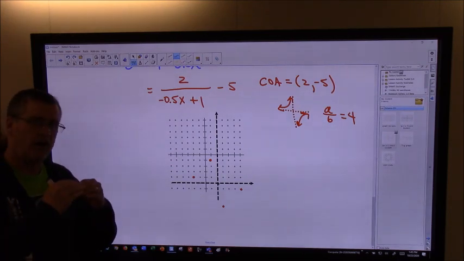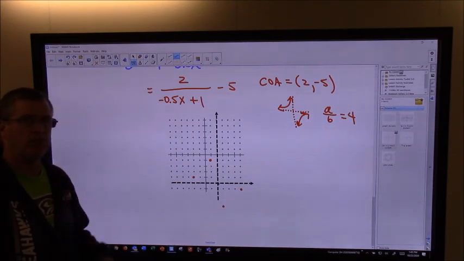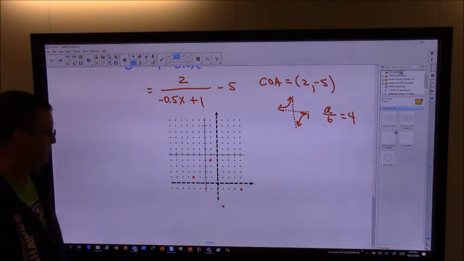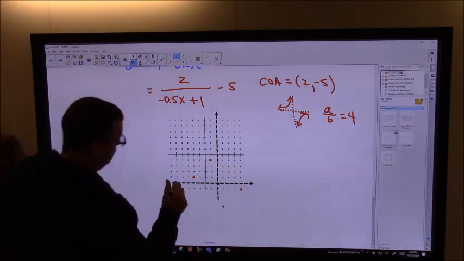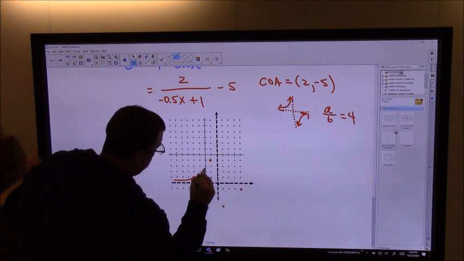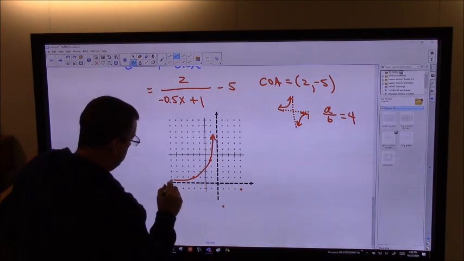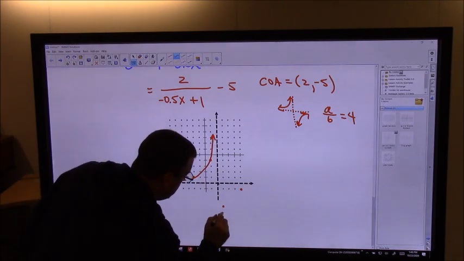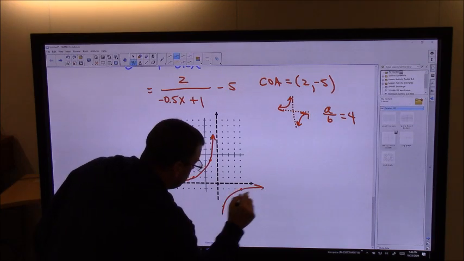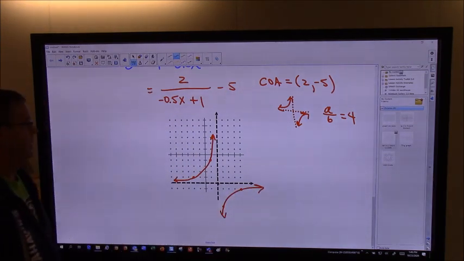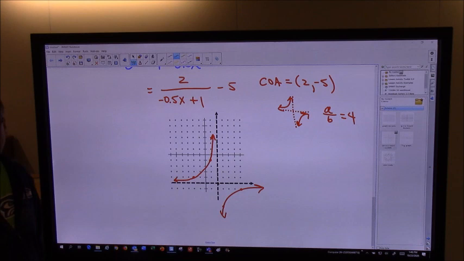The distance off the asymptotes is always 1 unit. Okay? That'll never change. So now I just draw my curves. So the curve would go like this and like this. And I think that's probably a pretty good drawing there.